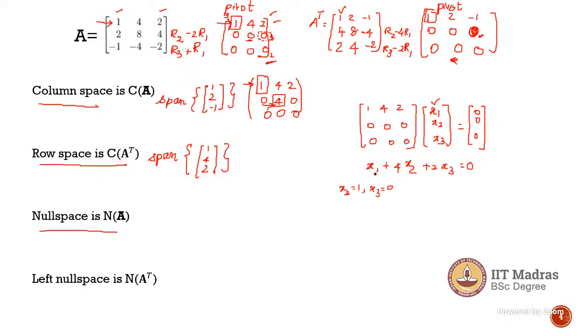So here what you will get for x1 then: x1 plus 4 times x2, so x1 plus 4 plus 2x3, that is equal to 0 here. So your x1 equal to minus 4. And another condition is you can set x2 is equal to 0 and x3 is equal to 1. So now your equation is x1 plus 4 times 0 plus 2 into x3, that is equal to 0. Hence your x1 is equal to minus 2.